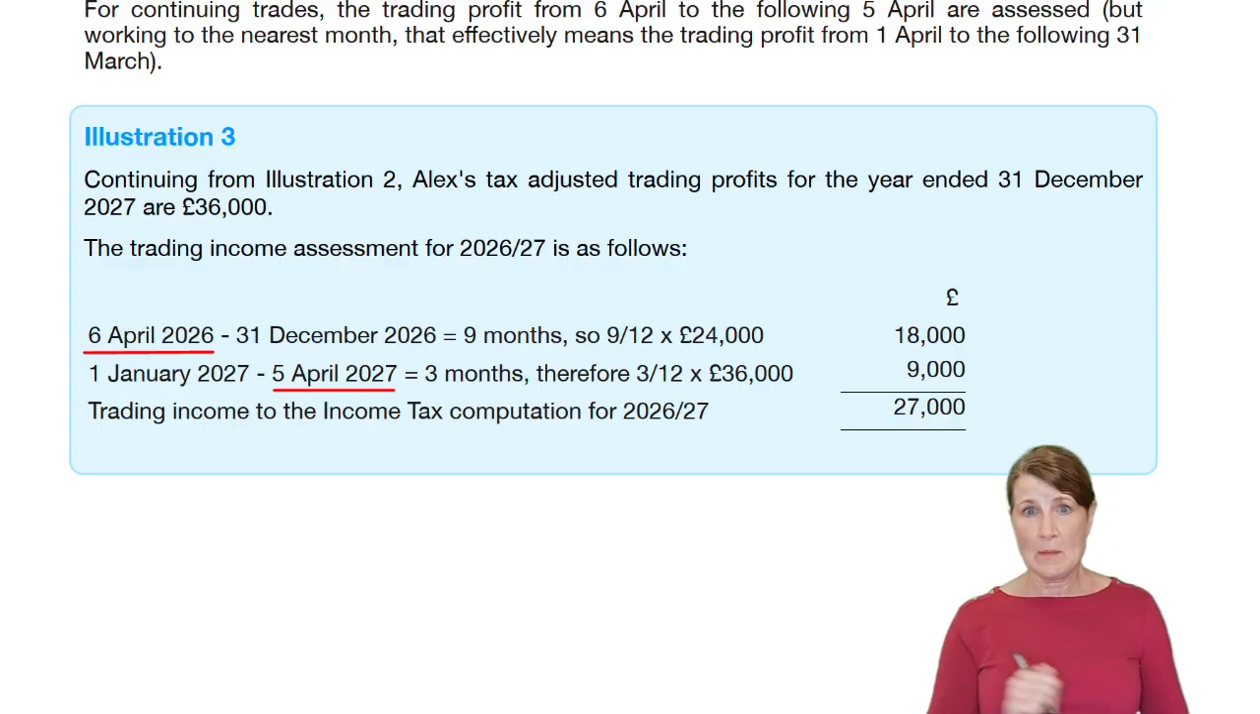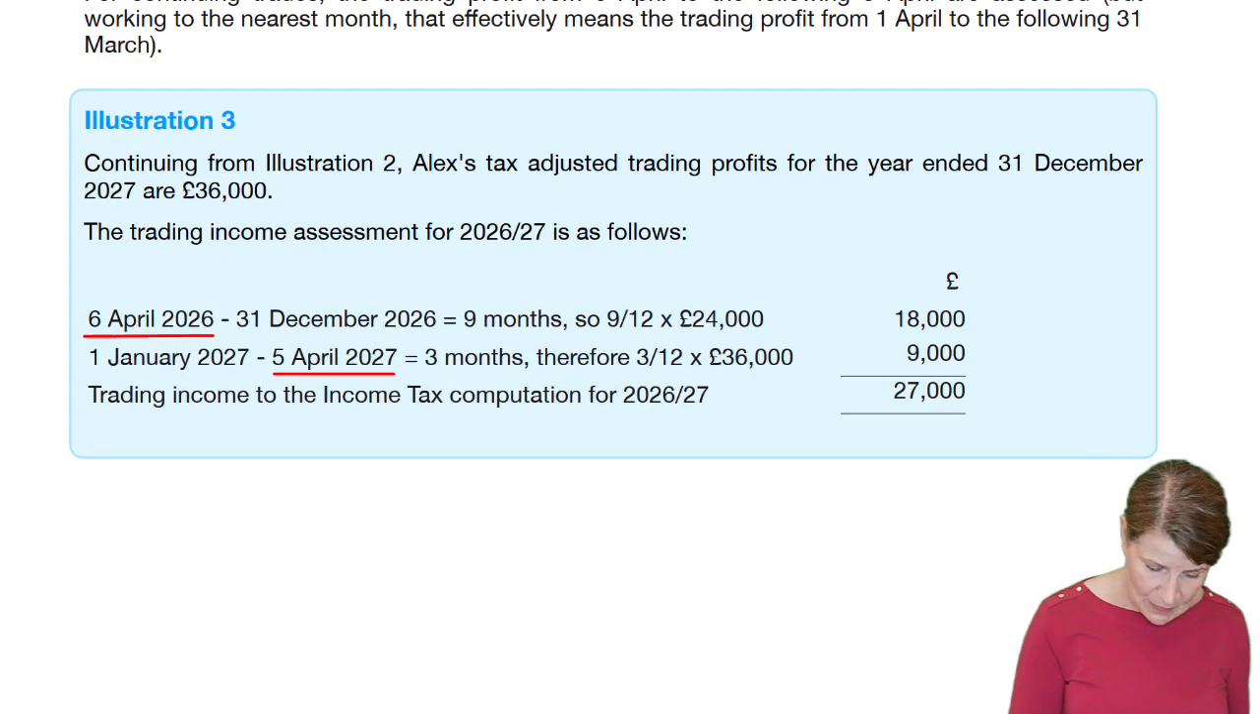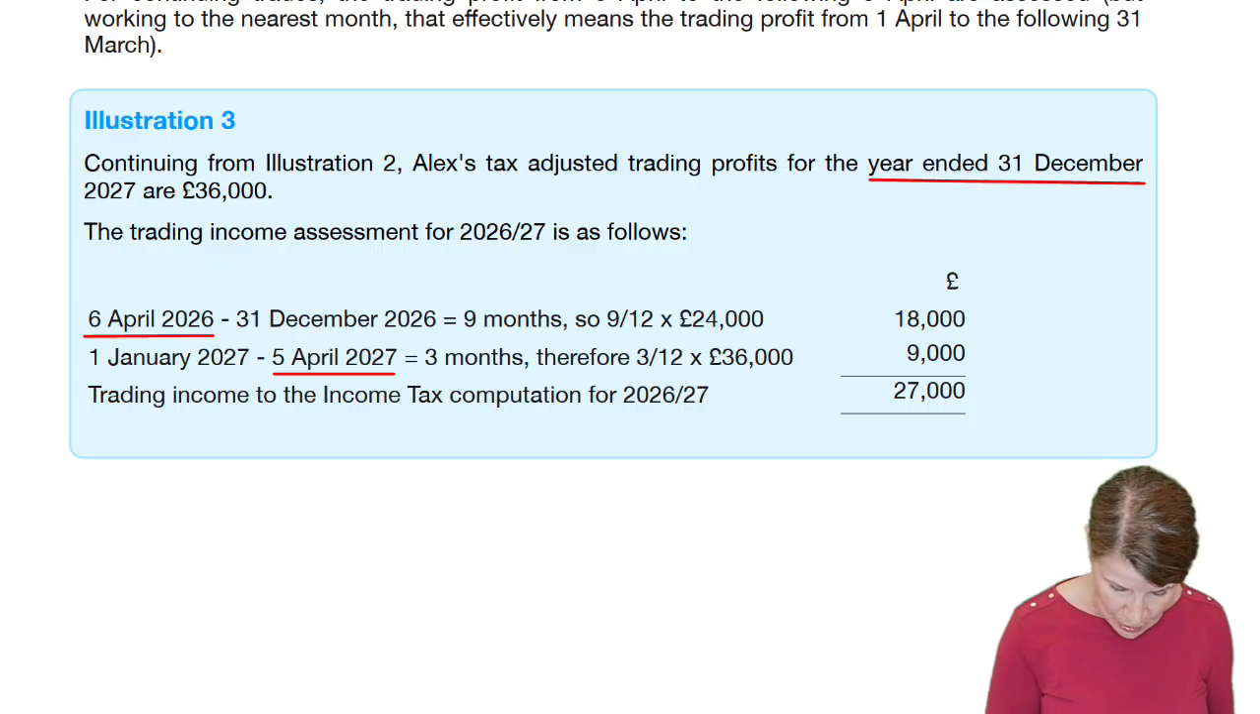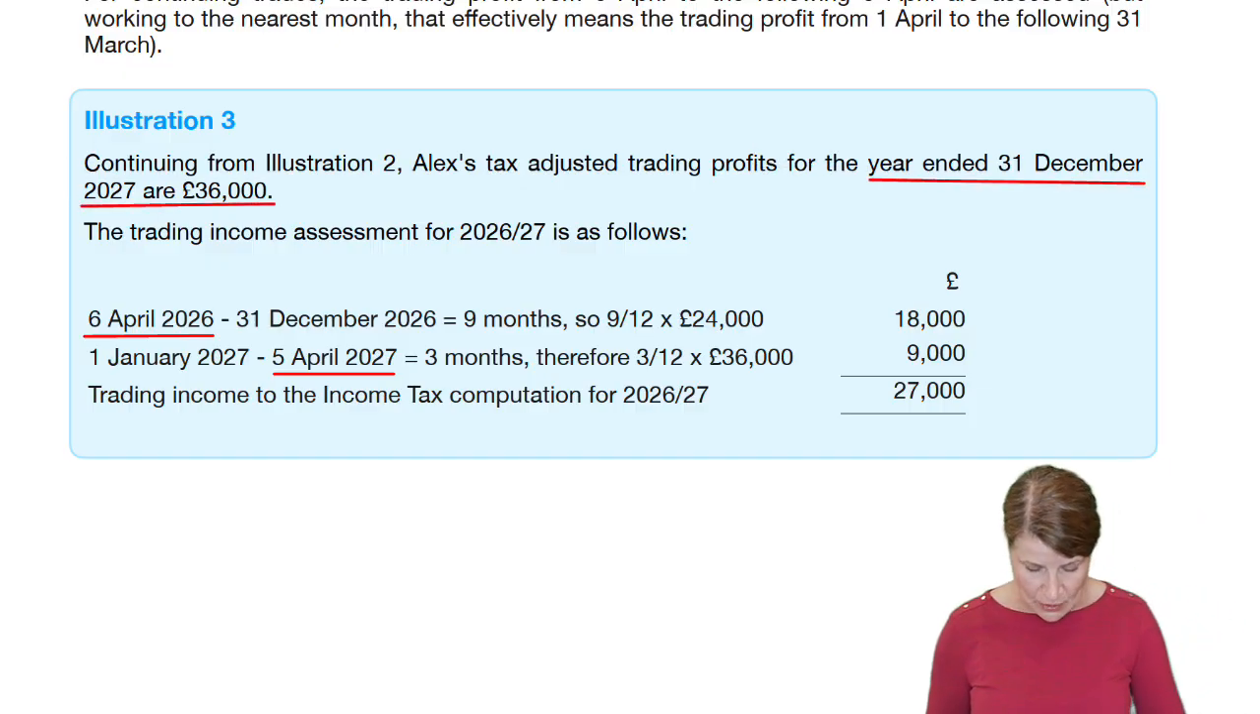And then for January, February, March 2027, we're going to take 3 months worth of the profits from the next period. And the next period happens to be the year ended the 31st of December 2027, £36,000. We want 3 months worth of that £36,000, so 3/12 of it gives us 9,000. So our tax year basis of assessment, our profits from April to April in the tax year actually works out to be £27,000. And that's what we take once again to Alex's income tax computation in 2026-27.